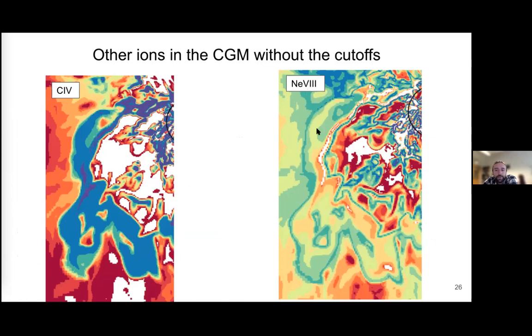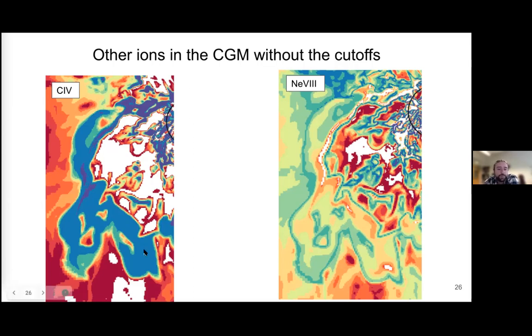So for neon 8, it's actually really striking because the interface has a stronger neon 8 density than either the inside, where it's too cold for neon 8, or the outside, where it's too low density for neon 8. And carbon 4 has a similar effect. Of course, carbon 4 likes to be inside the streams and does not like to be on the outside, but you can see this yellow line is a pretty consistent thickness, and is basically aligned with where we saw collisionally ionized oxygen 6 before.